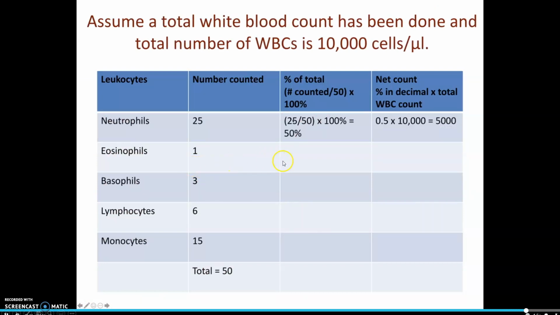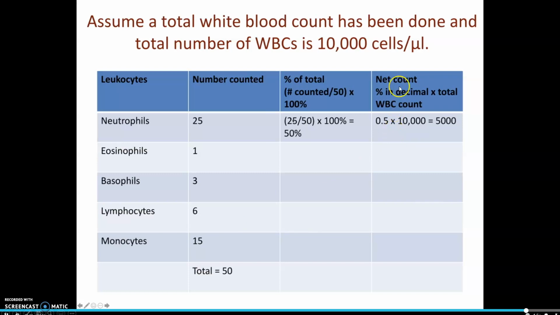And we'll be putting those counts into boxes and then making some calculations where we count the number of each type that we found, and then the percentage of that, divided by 50 times 100, because we'll be counting 50 individual white blood cells. And then we'll be determining the net count percentage times the total white blood cell count. And so we're assuming there's 10,000 total white blood cells, so we'll multiply those together to determine these numbers.